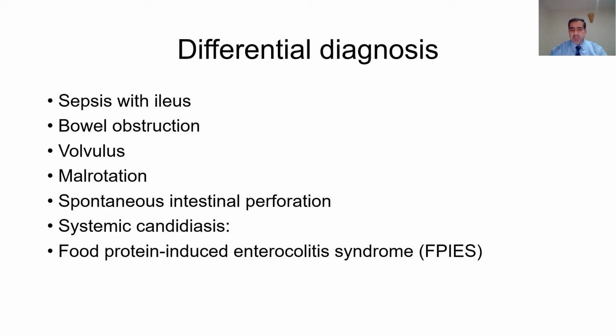If you have a baby with a presentation that is going with necrotizing enterocolitis, do not forget to keep in mind other differential diagnoses. This could be sepsis with ileus, or it could be bowel obstruction. Volvulus can present the same way, malrotation. Spontaneous intestinal perforation is a very important thing to differentiate, and usually it happens even before starting feeding and without pre-existing pneumatosis intestinalis. And usually it occurs early in the disease of preterm babies. Systemic candidiasis can be a differential diagnosis. And lastly, food protein-induced enterocolitis syndrome.